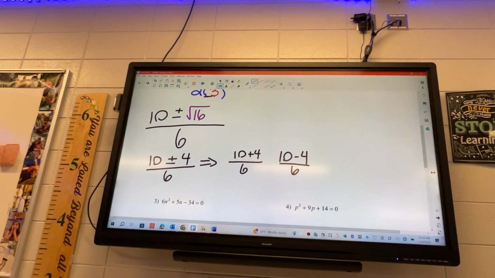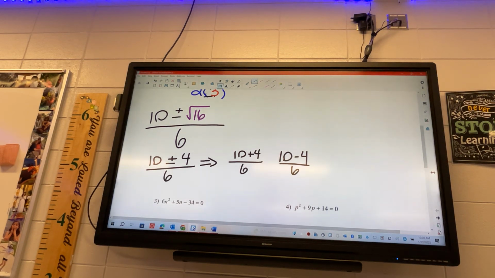10 plus 4 on the top. Hit your down arrow, and put a 6 on the bottom. What do you get? 7/3. If you get a decimal, you can write down the decimal too. I like the fraction.